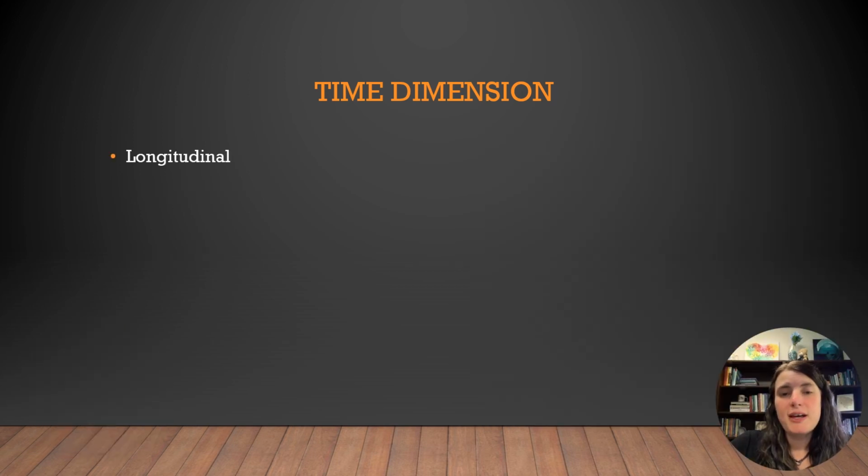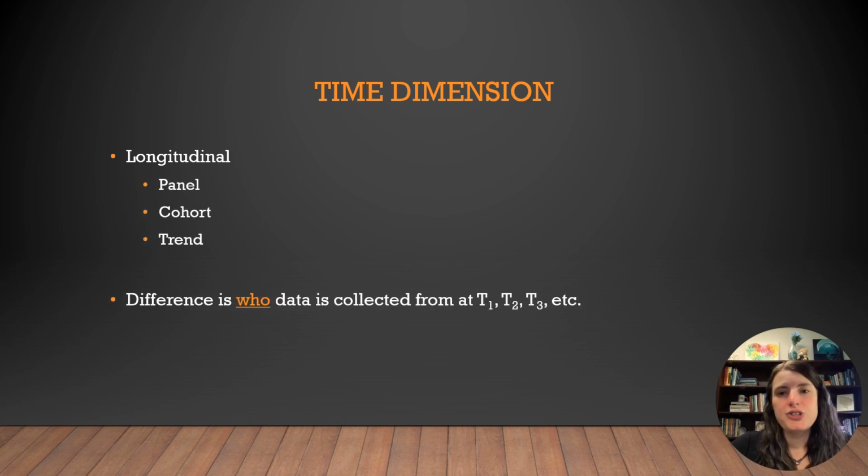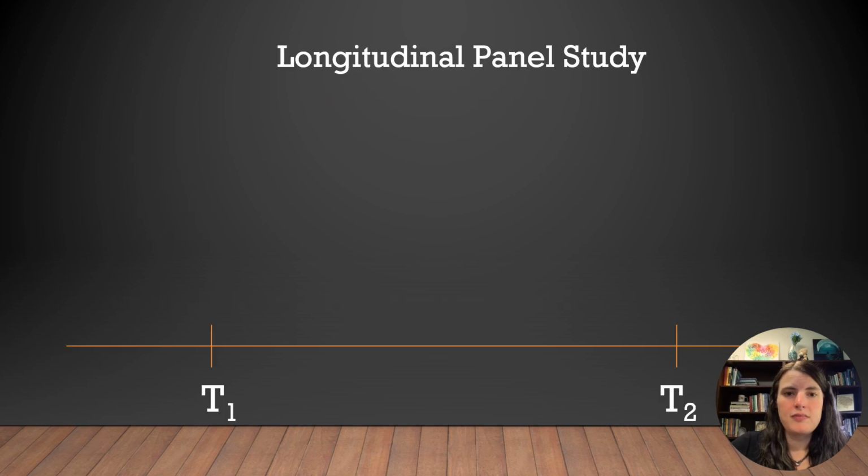There are further subcategories of longitudinal designs: panel, cohort, and trend. The difference in these three studies is not when the data is collected, but rather who the data is collected from. A panel study means that you gather data from the exact same research subjects every time you collect data.